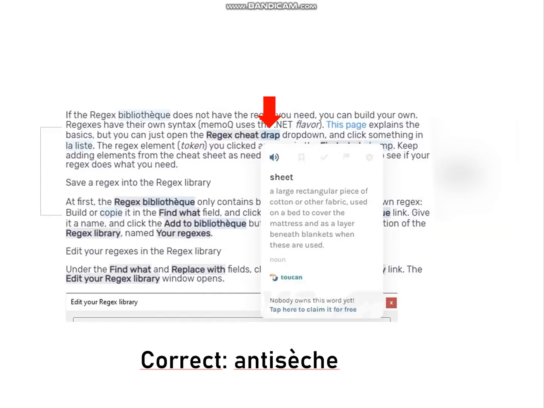Here is another case of a compound word, which would be cheat sheet. So regex is a kind of programming language. So you have a cheat sheet where all the most common commands of regex are written. But it separated the sheet portion and thought it was a bed sheet, which would be le drap, as it put there. But the correct translation, as a cheat sheet as a whole, would be anti-sèche.